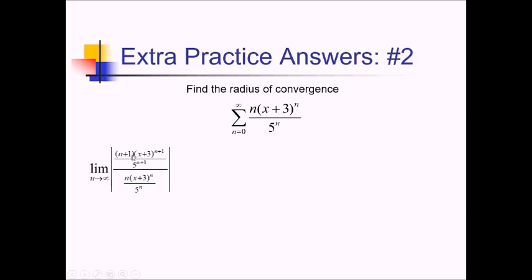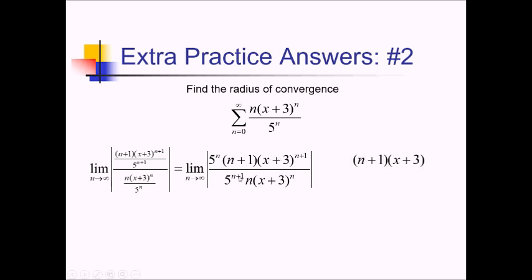So we've got n plus 1 times x plus 3 to the n plus 1 times 5 to the n, that is all in the numerator. In the denominator, we have this 5 to the n plus 1, this n, and then also an x plus 3 to the n. Reducing things a bit, these 5s can reduce to give me just a 5 in the denominator. And let's see, can't do anything with the n's, but the x plus 3's, we can reduce those to get just an x plus 3 in the numerator. So when the dust settles, upstairs I've still got an n plus 1 and an x plus 3. And downstairs I've still got a 5 and an n.